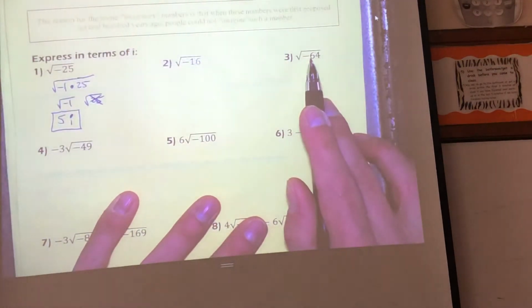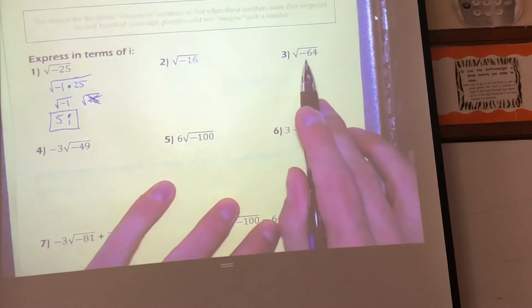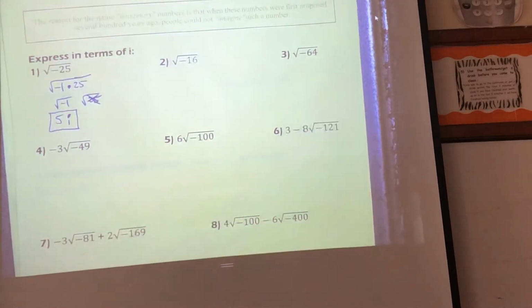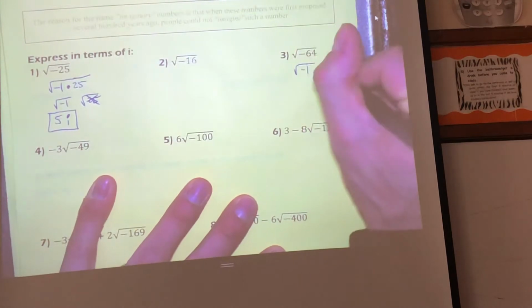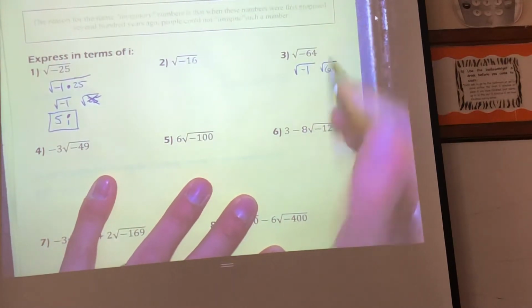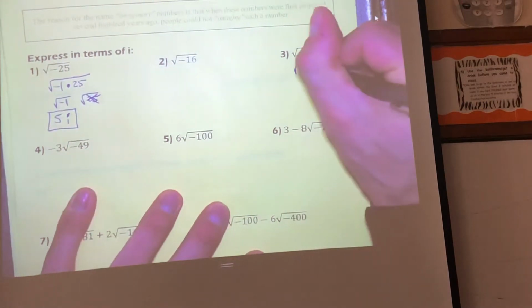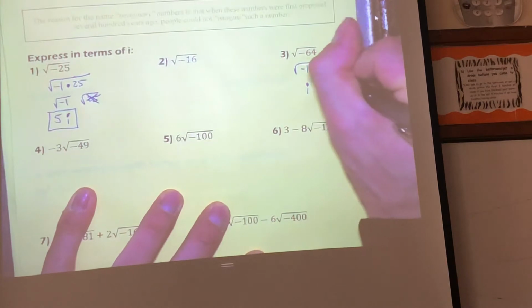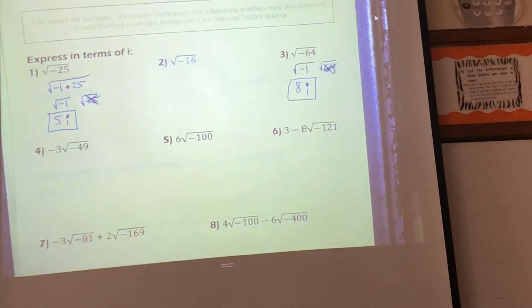Same thing. If you plug this in your calculator, you're going to get an error, because of the negative underneath and an even index. Index is the number inside the check. There's nothing there, so it's assumed to be a 2. I'm going to rewrite this as the square root of -1 times the square root of 64. The square root of -1 comes outside as an i. Square root of 64 is 8. So my answer is 8i.